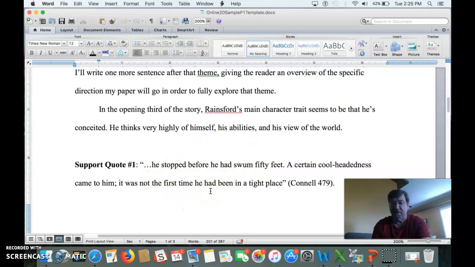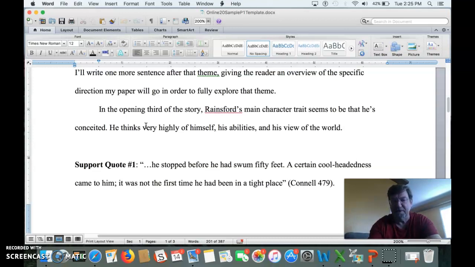Also, I need to treat the quote as a piece of evidence. I'm not going to tell the story. My point is always this: to prove that Rainsford is conceited. That's my point. Every single sentence in this paragraph should be proving that point. If I have a sentence that does nothing but tell you the story, then something's wrong with my writing.